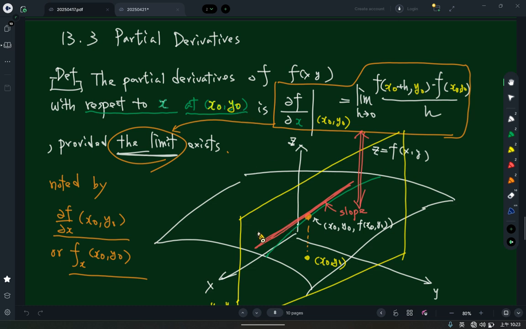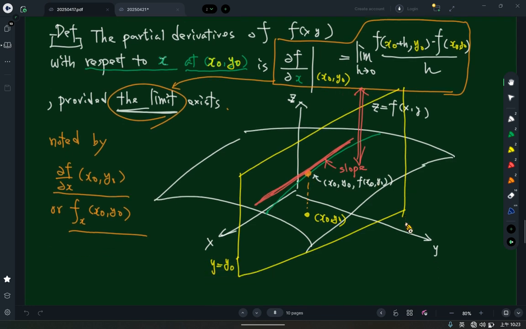That means you can regard it as using y equal to y0, this yellow plane, to cut the surface so that you get an intersection here. The intersection here is a curve, right? Then if I ask you to calculate its partial derivative, you are calculating the slope of this tangent, the red one, at this certain point.